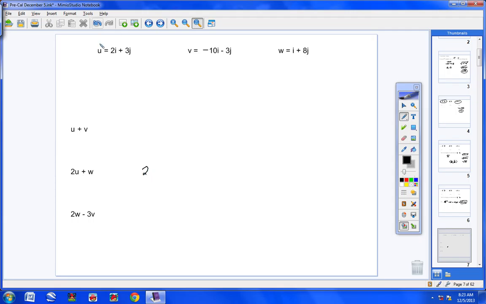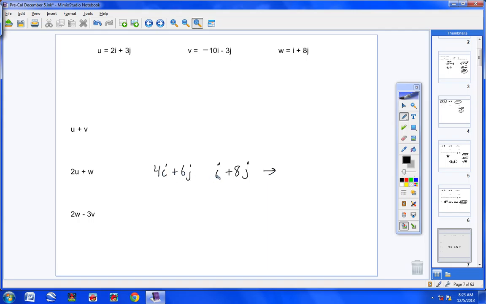It would be 2 times u, and then you add w. So if I took 2 times u, we can do that in our head. 2 times u means 2 times both of these. I would have 4i plus 6j. 2 times 2 is 4, 2 times 3 is 6. And then I'm going to add to it w, which is i plus 8j. So let's add these two together.